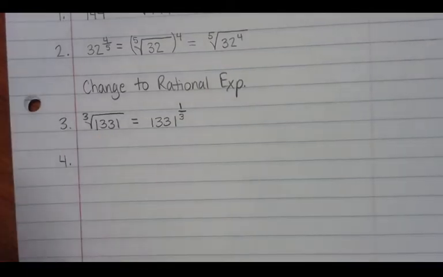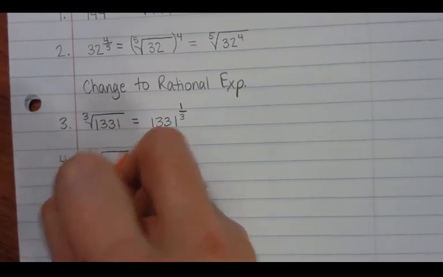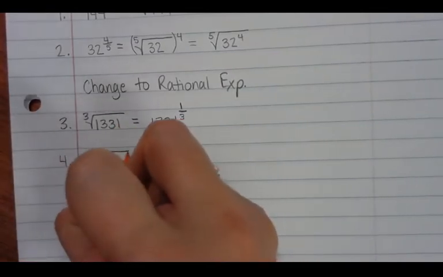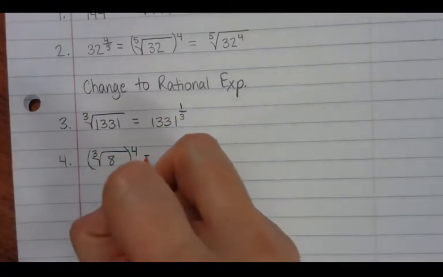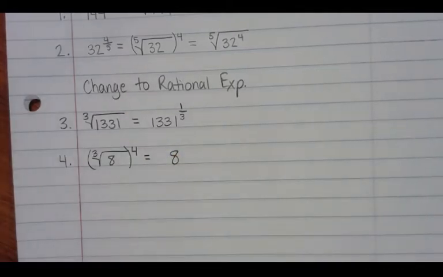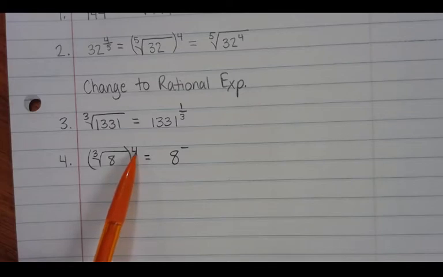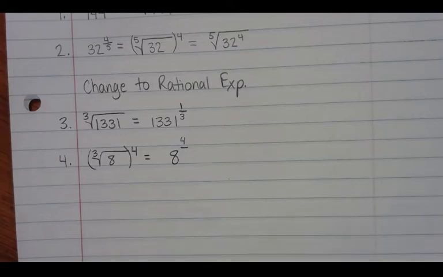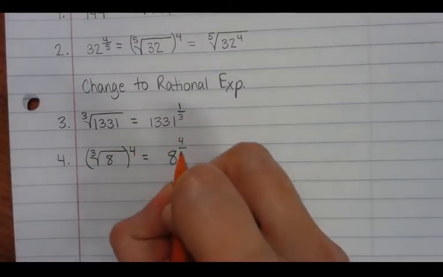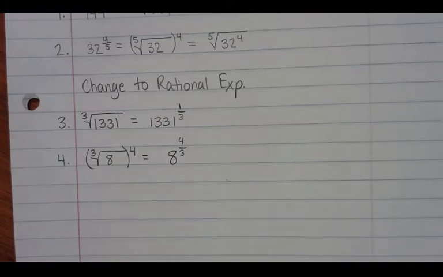Let's take a look at number 4. Here we have the cube root of 8, and all of that is raised to the 4th power. So rewriting, we have our 8 as our base. We're going to make our fractional exponent from the index and the exponent on that radical. Well, starting here, if it's up high, it stays up high, so put the 4 in the top of that fractional exponent, and your index number is your denominator. So it is rewritten as 8 raised to the 4/3.